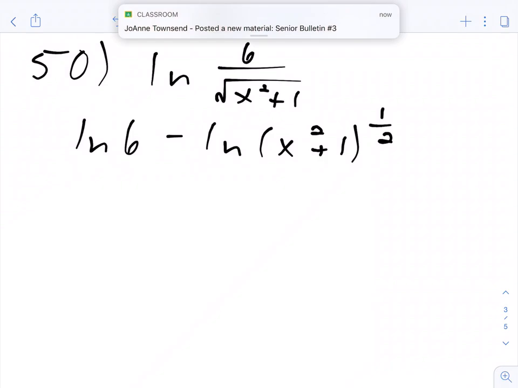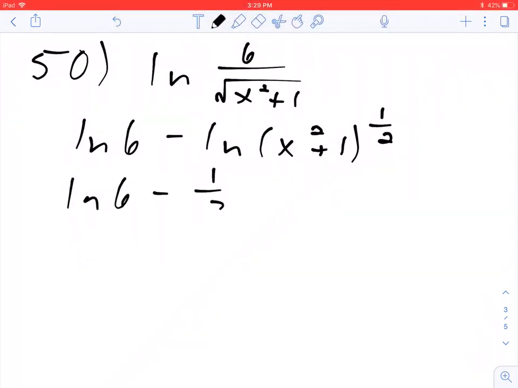From there, that 1/2 can come down because of the power property, and you have 1/2 natural log of x squared plus 1. x squared plus 1 will not factor. You also can't use the power property for the power on x squared because the 1 is not being squared. And so that is as far as number 50 can be split up.